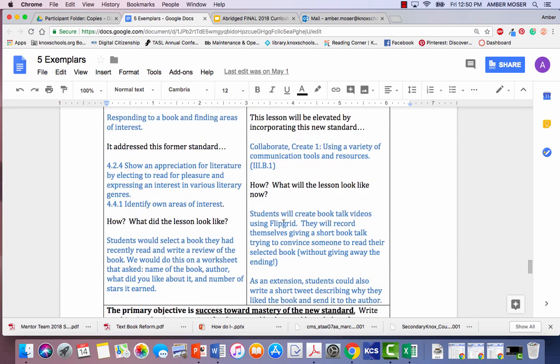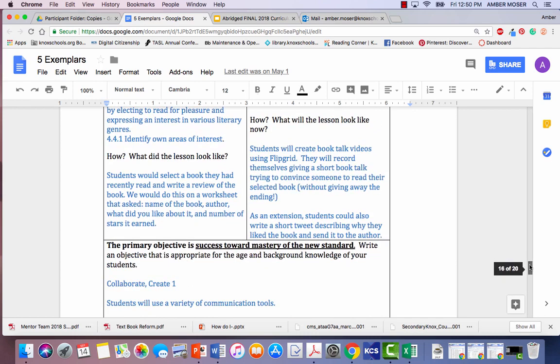Students will create book talk videos using Flipgrid. They will record themselves giving a short book talk, trying to convince someone to read their selected book without giving away the ending. As an extension, students could also write a short tweet describing why they like the book and send that tweet to the author. Sounds fun.